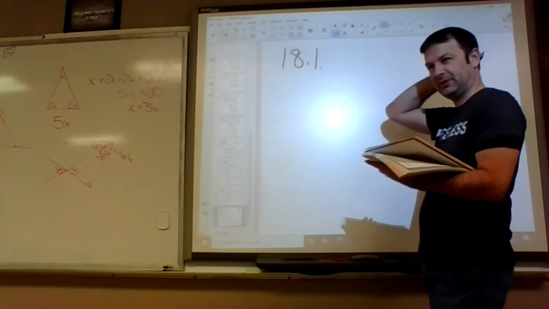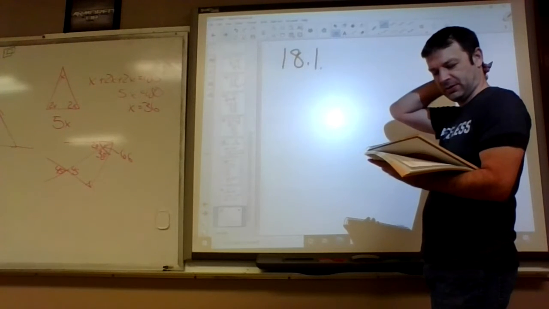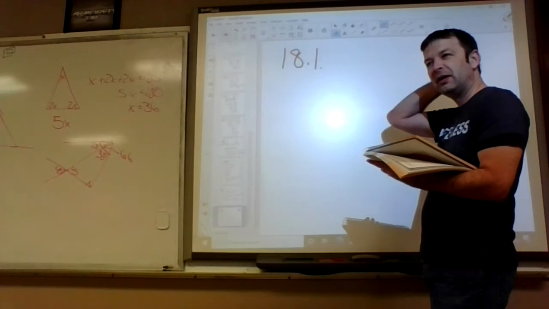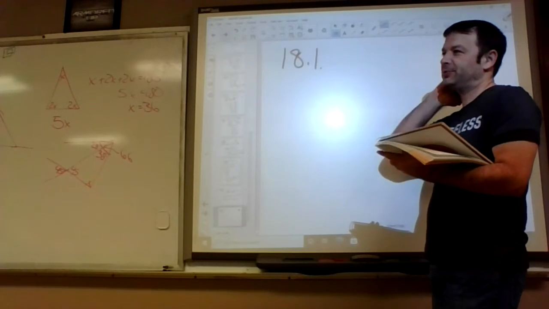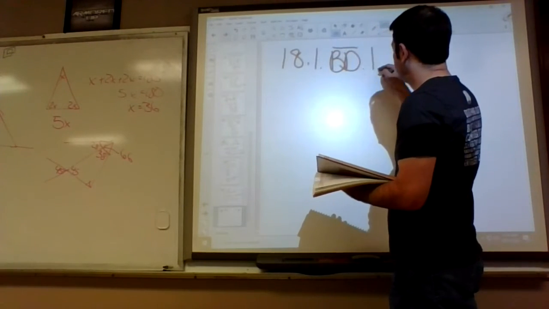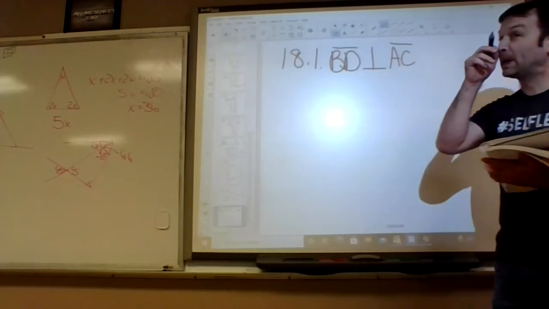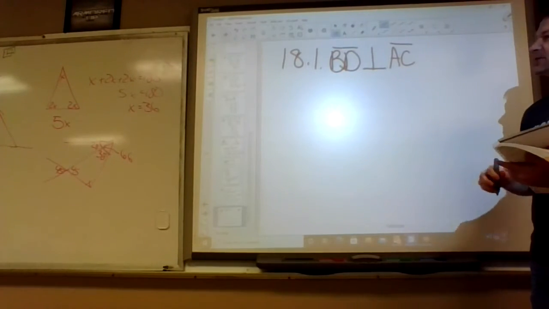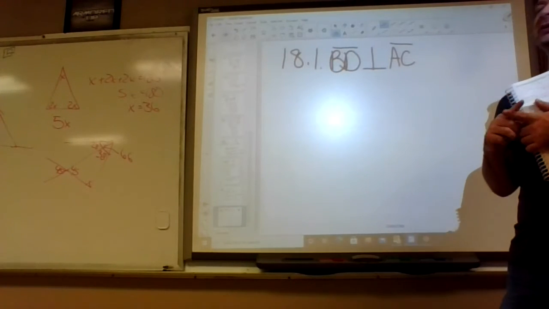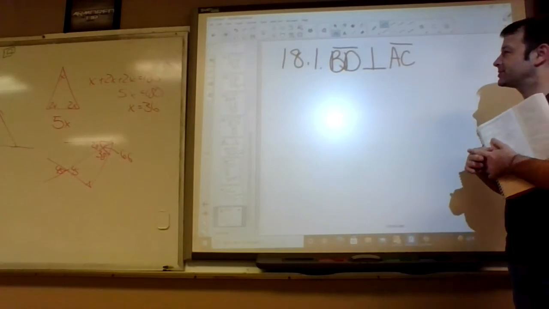Line segment BD is perpendicular to AC. You guys remember what perpendicular means? It is given. This is the stuff that is given. BD is perpendicular to AC. What does perpendicular mean? It's a right angle. They make 90 degrees, yes.